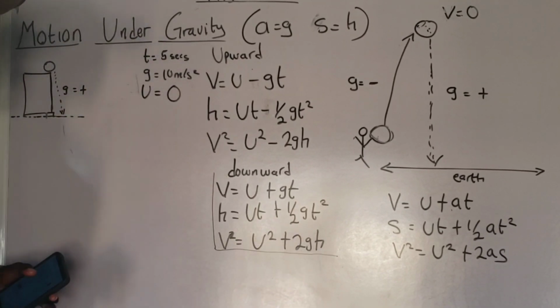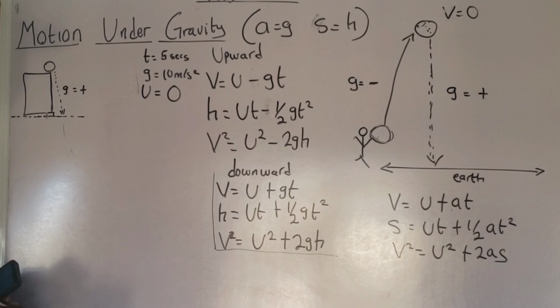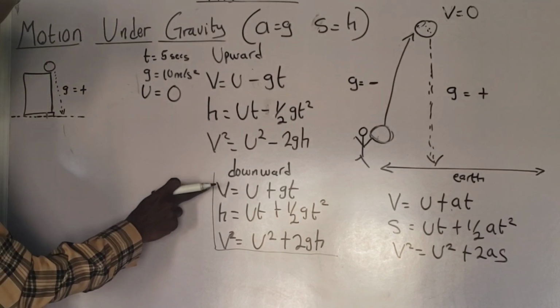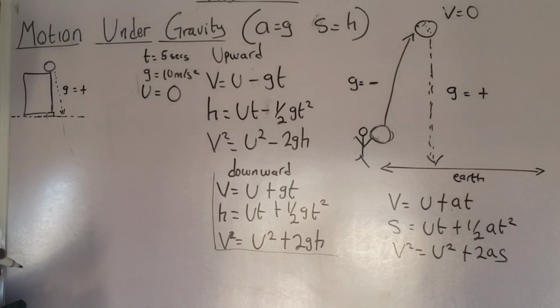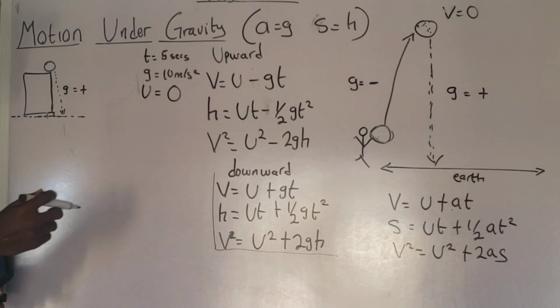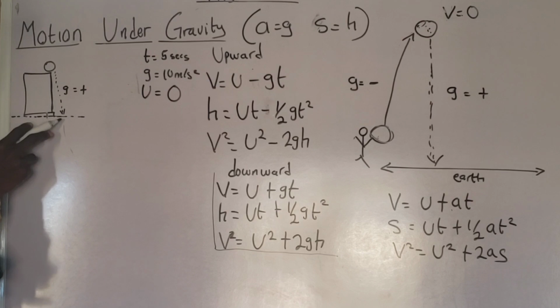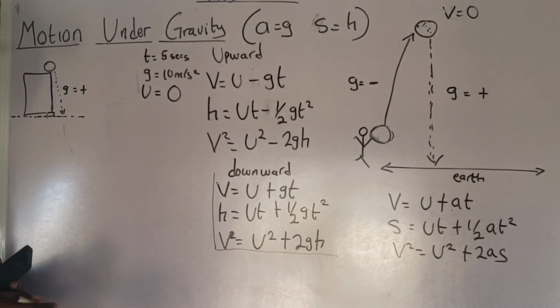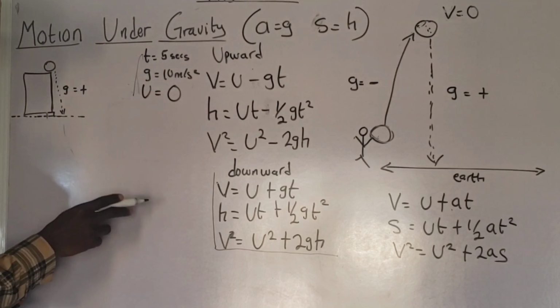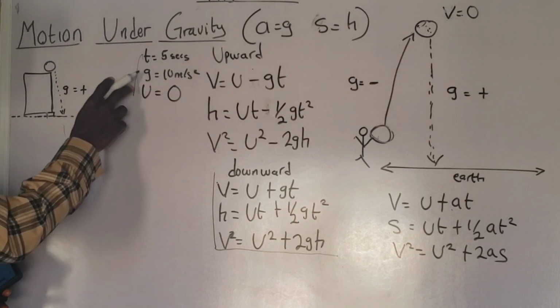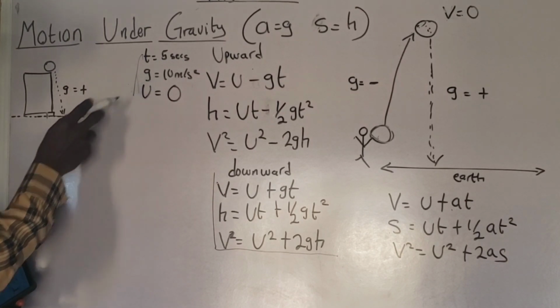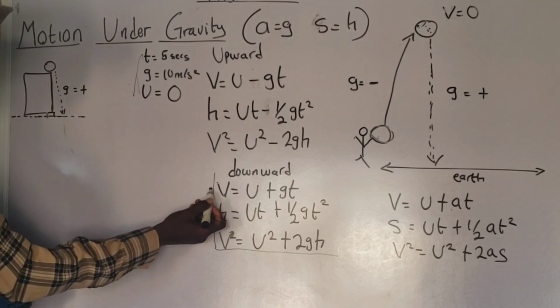Now, how do you identify the one that you are going to use? You are going to check the parameters that you have here and look at the equation that suits the parameters. Having known that because the body is traveling downward, you are going to use one of these equations. Which of these equations suits these parameters? It is the first equation. We are going to use this.